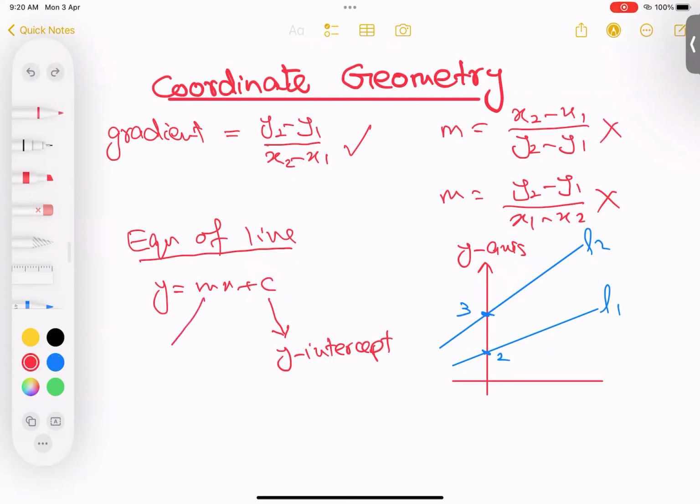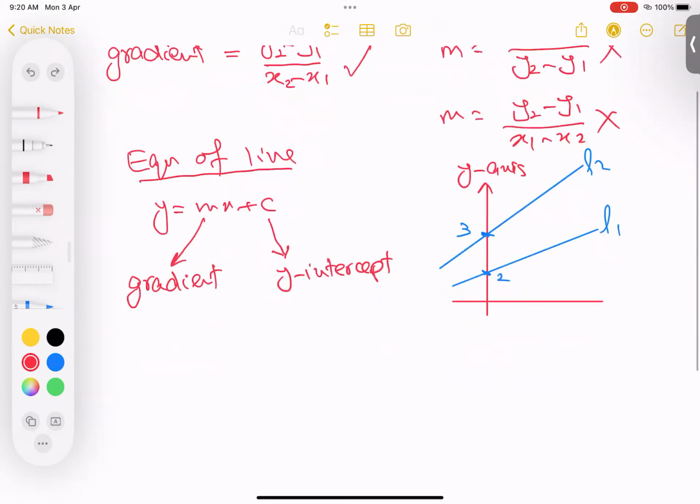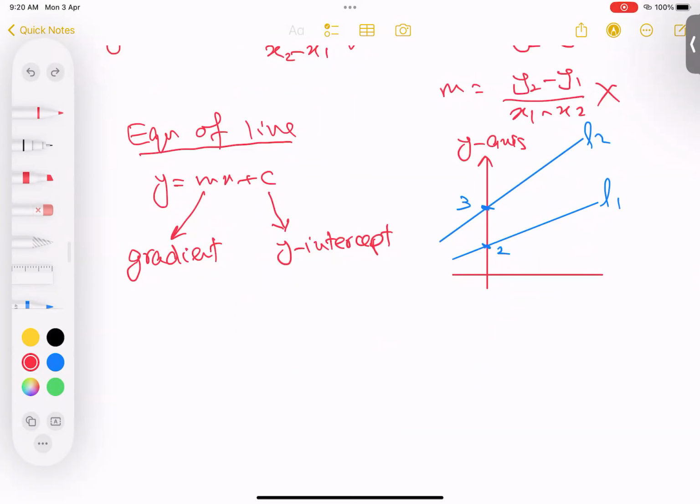What does m stand for? Gradient. All of you know it very well. And y and x are fixed variables; they do not change. Now I'm going to solve one question with you, then you shall understand. Otherwise, you won't understand.